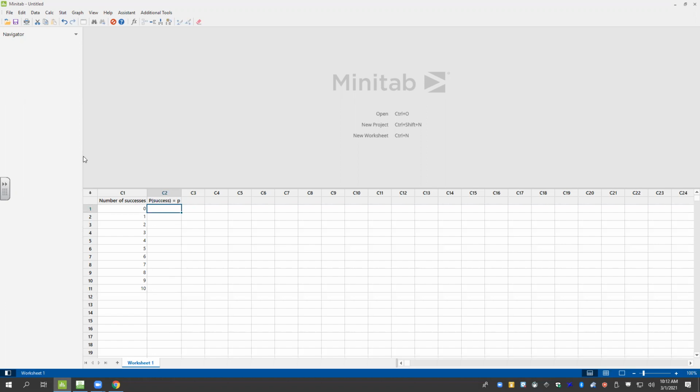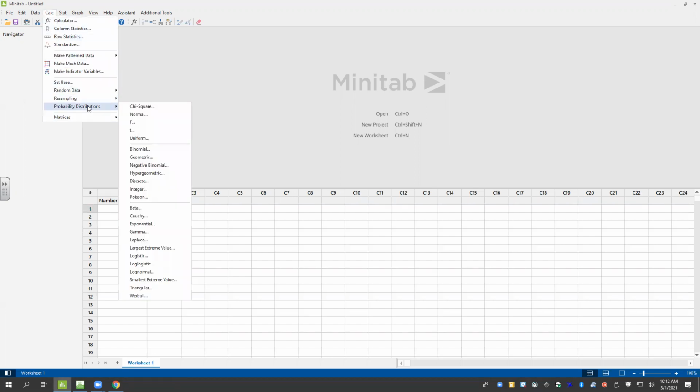Okay, we want to calculate. So I'm going up to the Calc menu at the top of the screen, and we're doing a probability distribution, specifically a binomial.